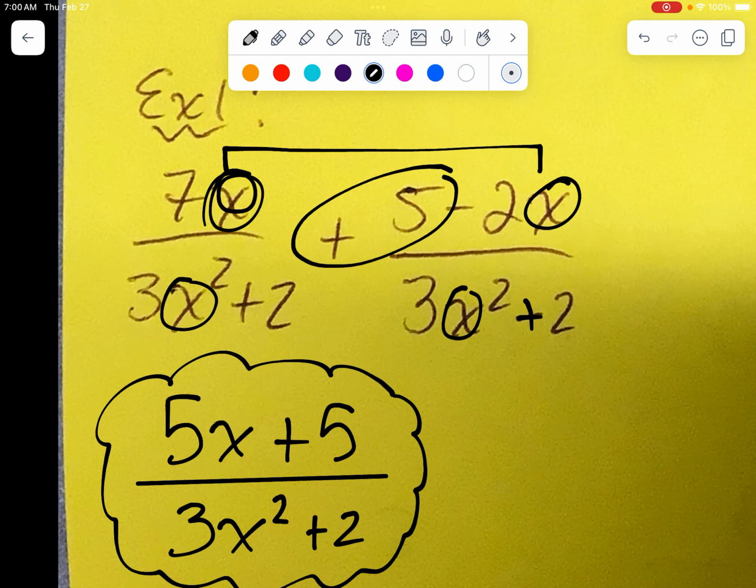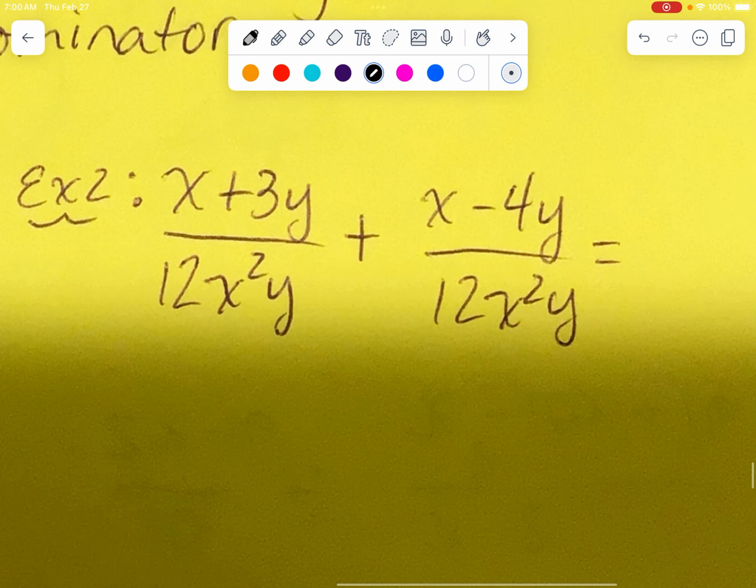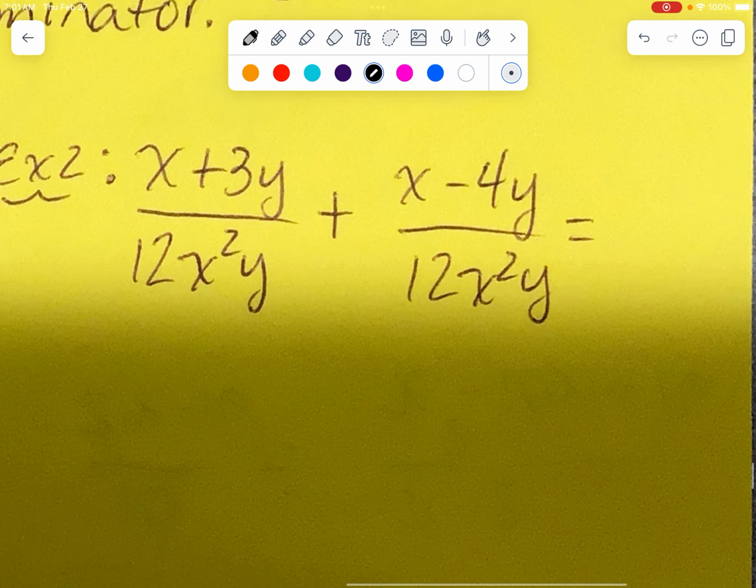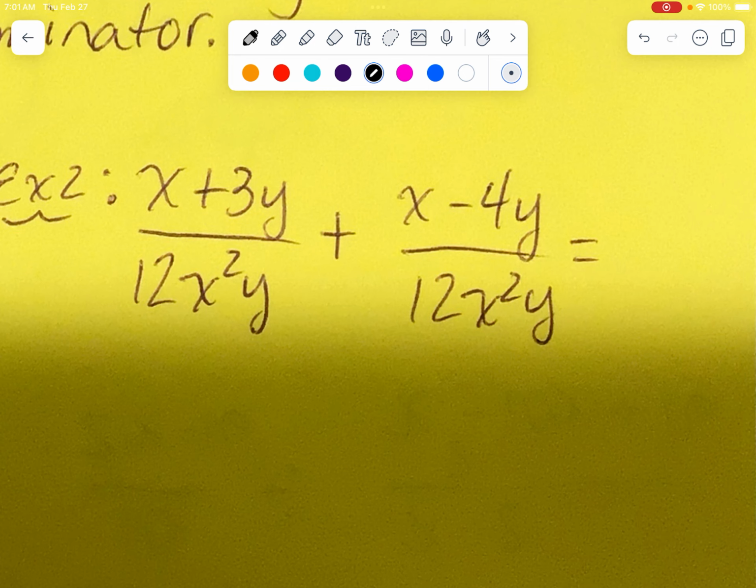Let's look at another example here. Right, so example 2, I have two variables. I have an x and a y, so I'm not going to be able to use Desmos. But we're simply just going to go through here and combine like terms on the top because I have a common denominator of 12x squared y for both fractions. So let's combine the tops.